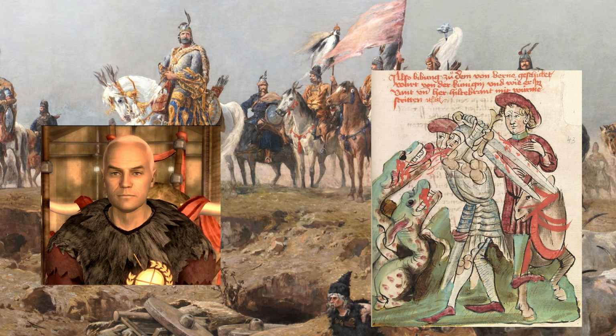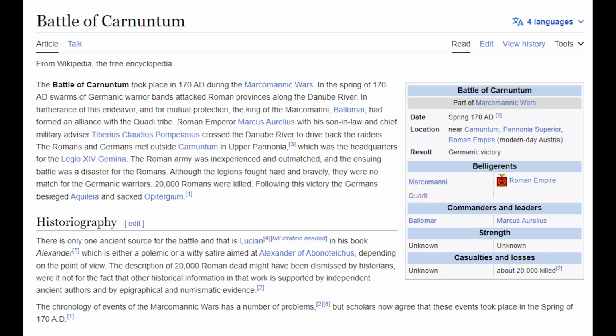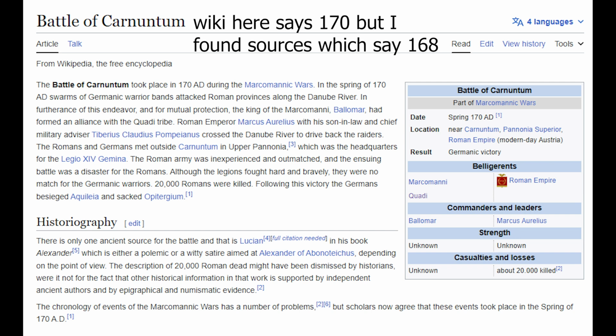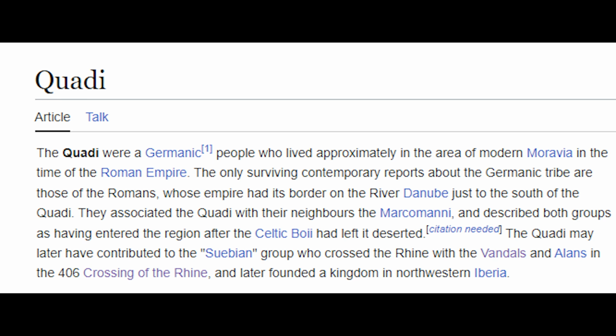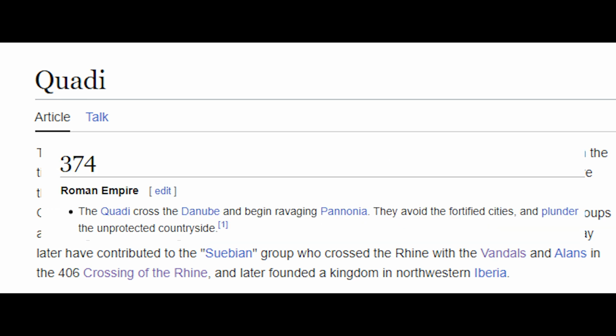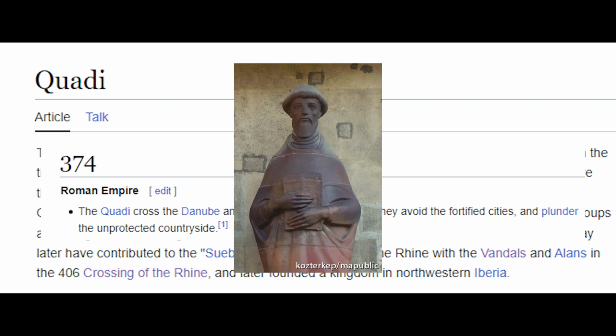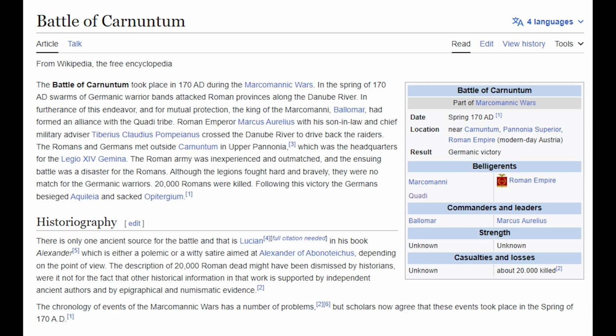Well, there is a battle that fits this description, namely the so-called Battle of Carnuntum, which happened in 168 or 170 within the framework of the First Marcomannic War, and it took place near Vienna. Here, the Roman legions fight against an army of Marcomanni and Quadi, those Quadi who, according to mainstream history, invaded Pannonia in 374, exactly when the first arrival of Hungarians took place according to Kálti. The Romans lose this battle.